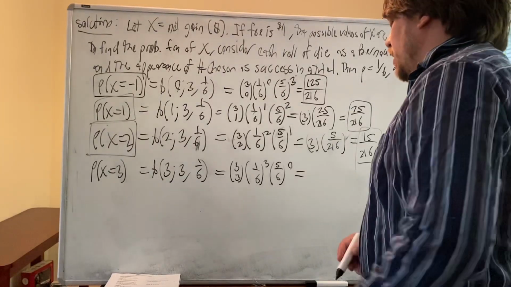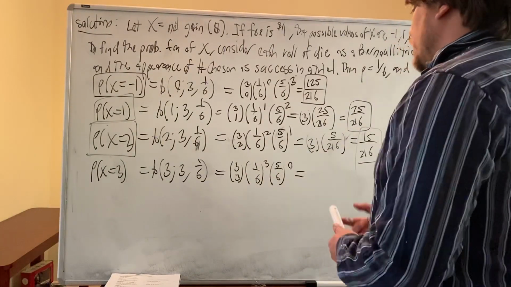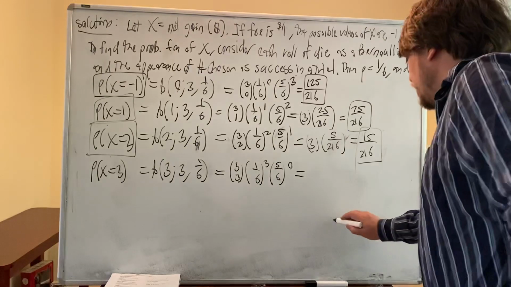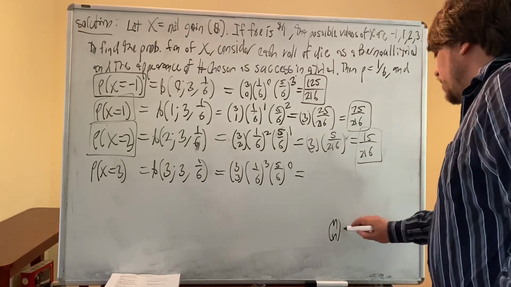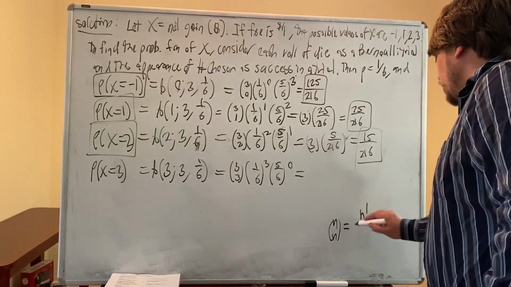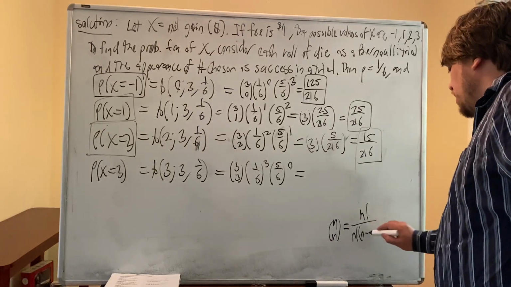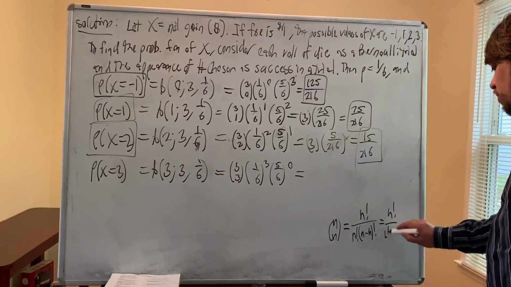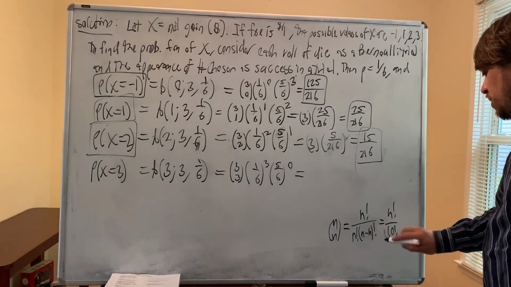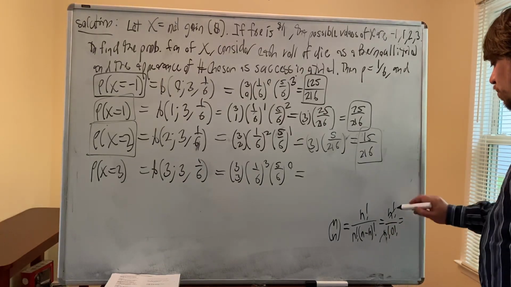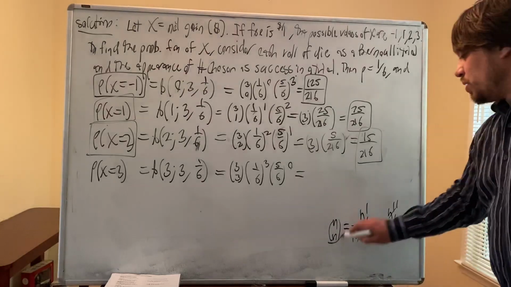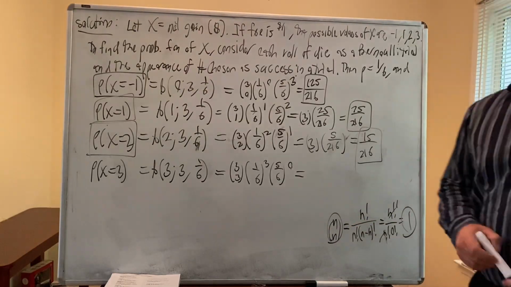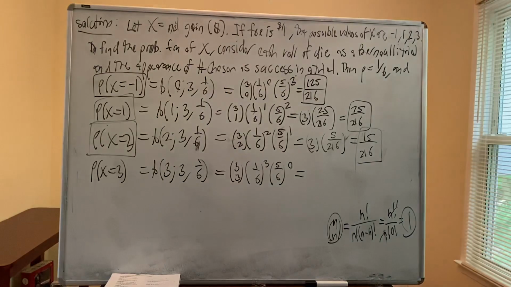And so then 3C3 is 1. Whenever you do n choose n of anything, it's 1 because it's n factorial over n factorial times n minus n factorial. And so that's equal to n factorial over n factorial times 0 factorial, and that cancels to 1. 0 factorial is 1, so that equals 1. So n choose n is 1 for any non-negative integer n.